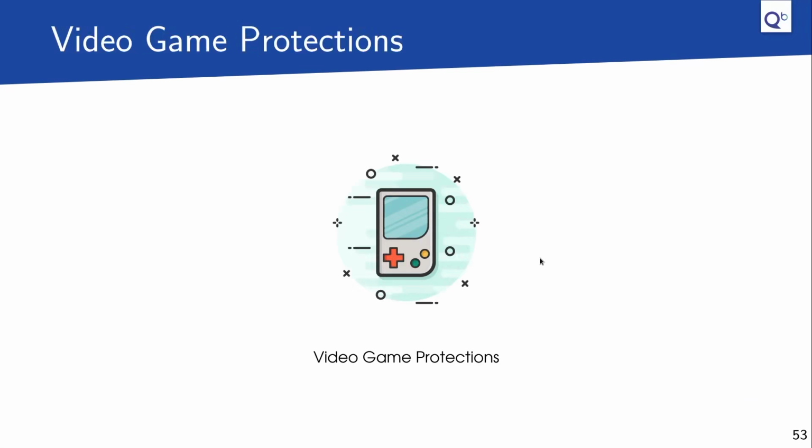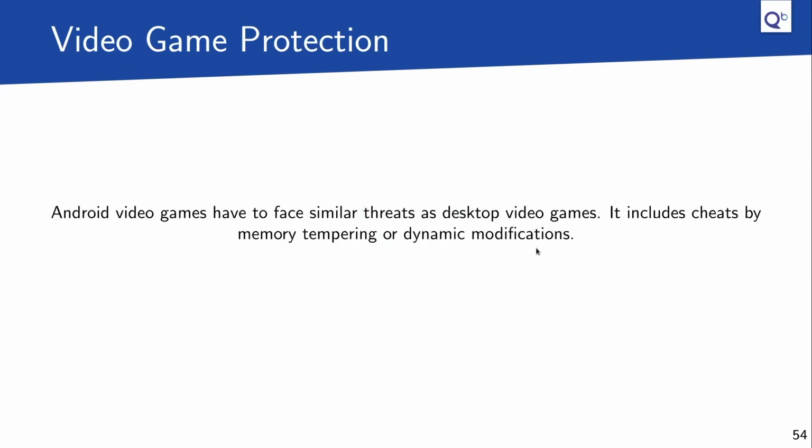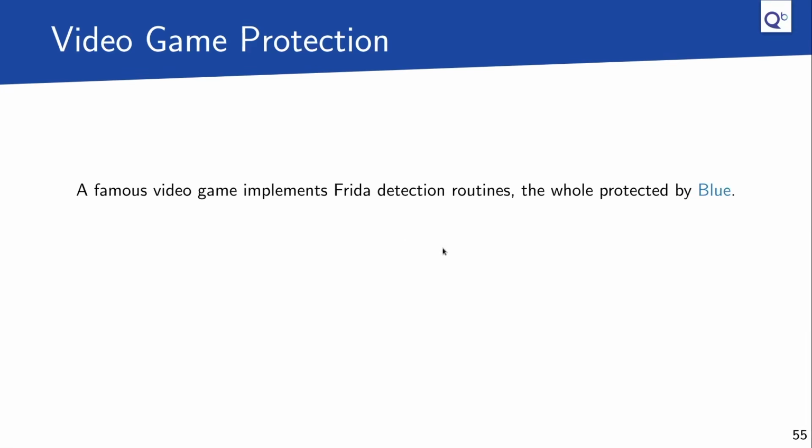So now let's move to another example which involves video game protection. So in a video game, you have similar threats as desktop games. So basically, you may want to modify the memory, you may want to dynamically modify the behavior of the game. And one of the well-known tools to do that is Frida, because the API is very, very simple, it works very well and is fun. So one of the protections that are provided by the obfuscator is also a way to detect Frida, or at least to try to make Frida not run.